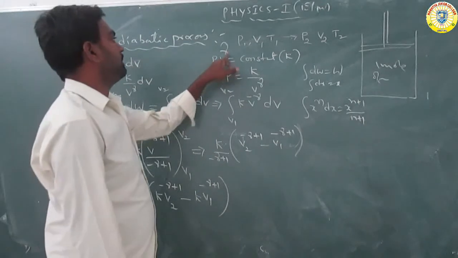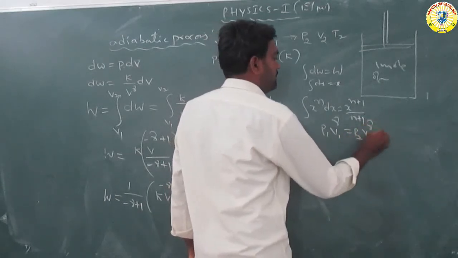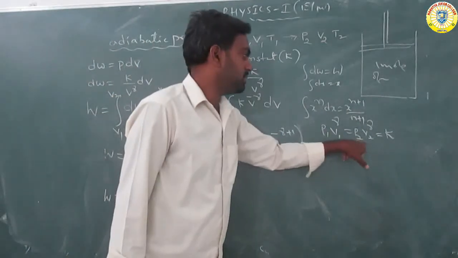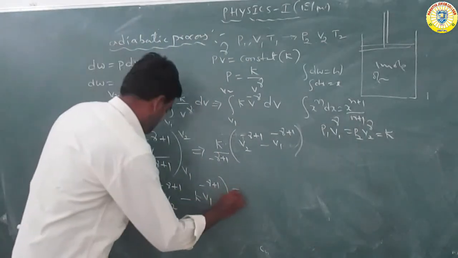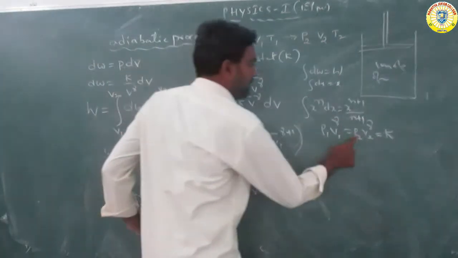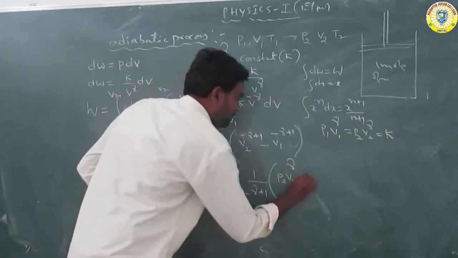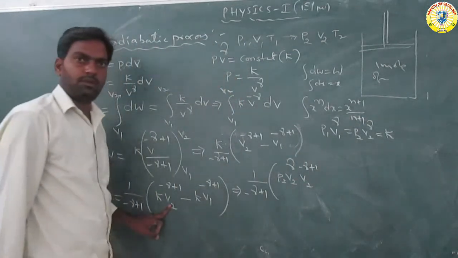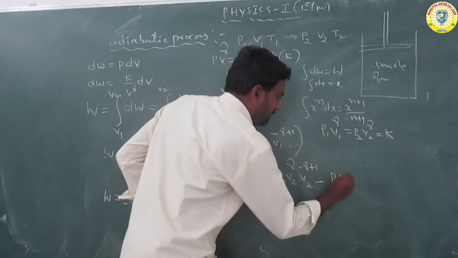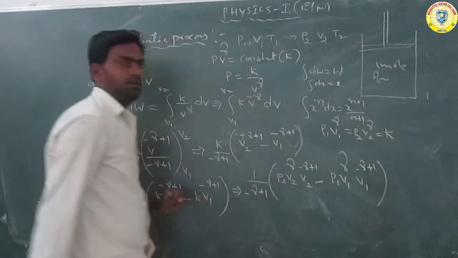We already know that P V to the power of gamma is equal to a constant. So P1 V1 to the power of gamma is equal to P2 V2 to the power of gamma, which is equal to the constant K. Substituting K as P2 V2 to the power of gamma in the V2 term, and P1 V1 to the power of gamma in the V1 term, with 1 by minus gamma plus 1 outside.